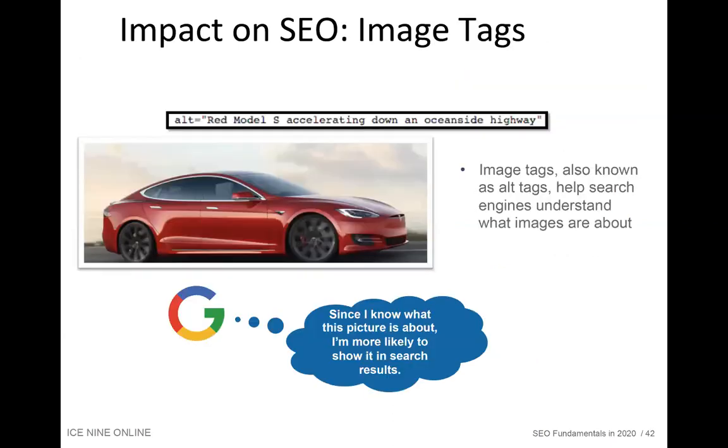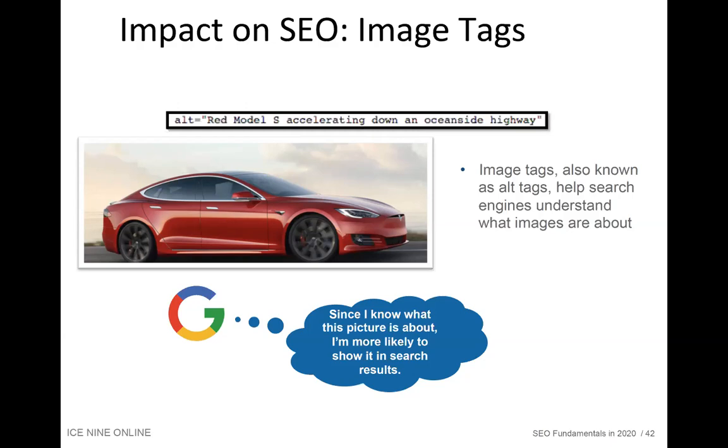Image tags. So we talked about this a little bit earlier. This is a picture from Tesla's website. This is a great alt tag, okay? So basically what an alt tag is, this is another tag that you can do in the back end of your site. If you're using like a Wix or a Squarespace, I believe there's a spot where you can update the alt text for individual images.